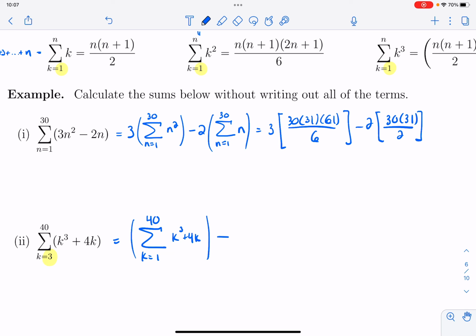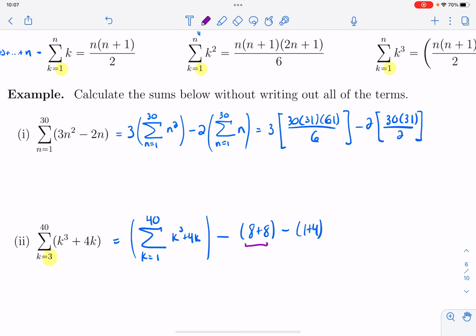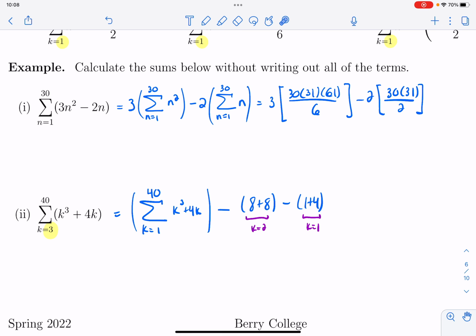So the k equals 2 term is 8 plus 8, and the k equals 1 term is 1 plus 4. So that's exactly what these are. This is k equals 2, and this is k equals 1. So I can always write the sum from, say, 3 to 40 as the sum from 1 to 40, but I just take off those first 2 terms. And I need that because now I can use an actual formula with this.